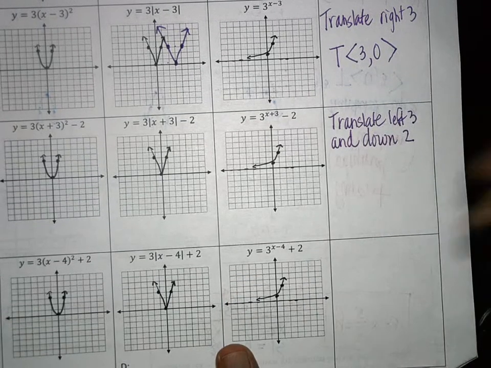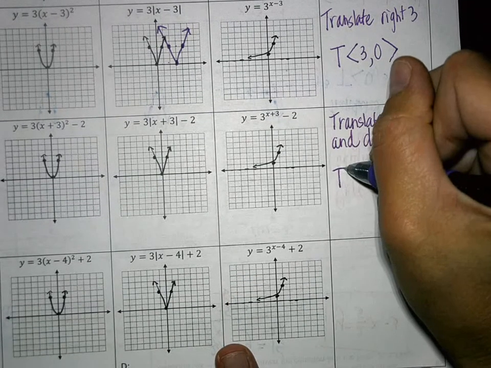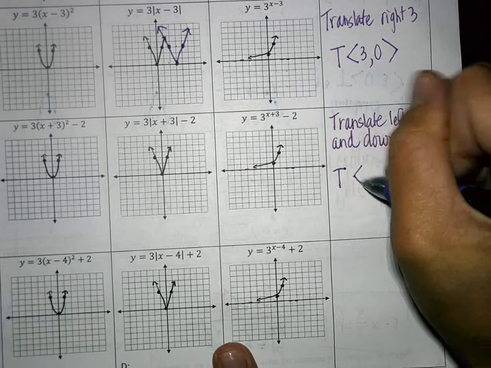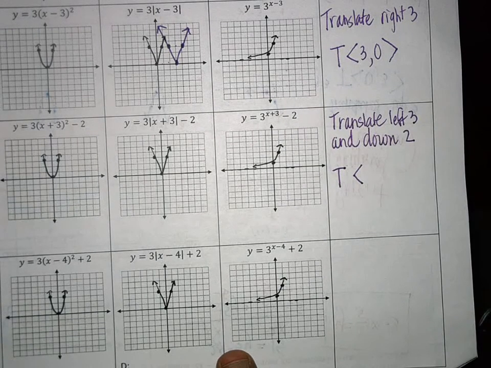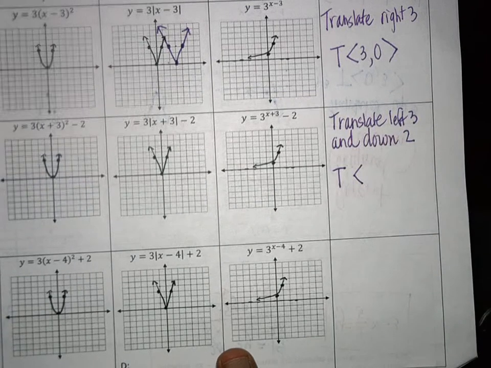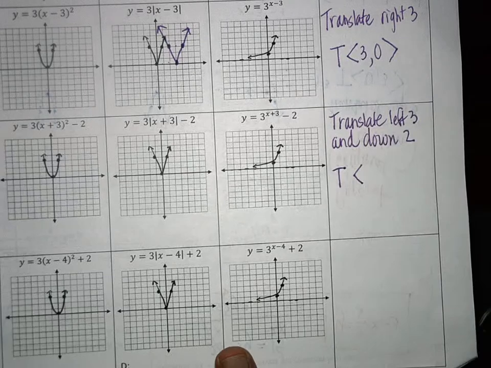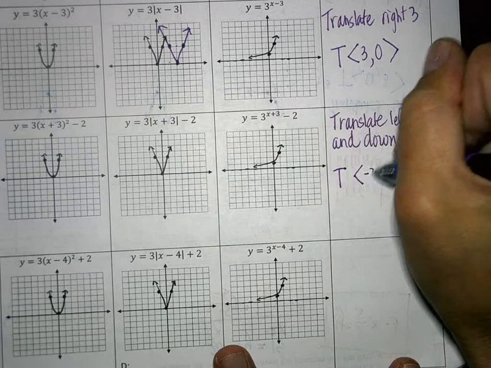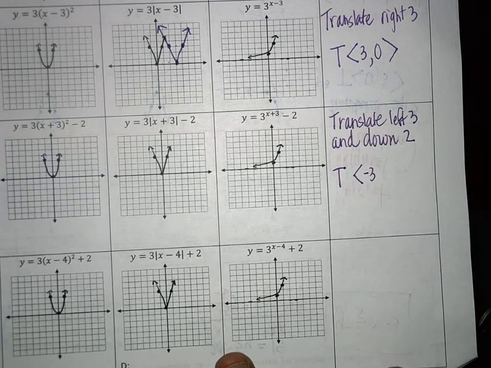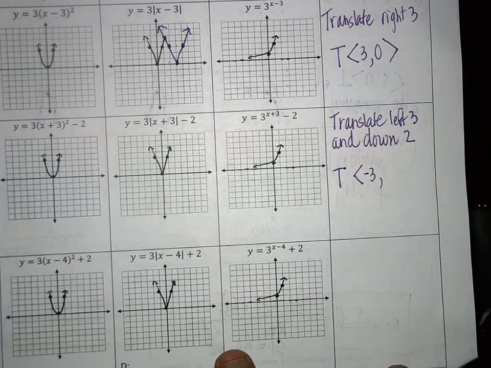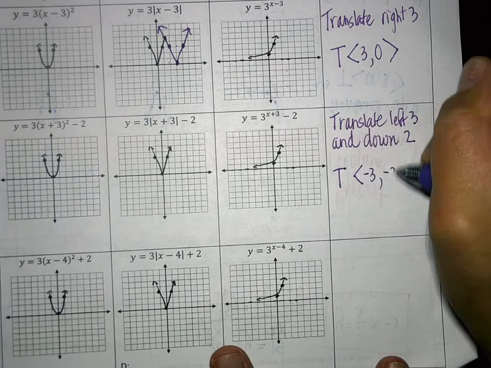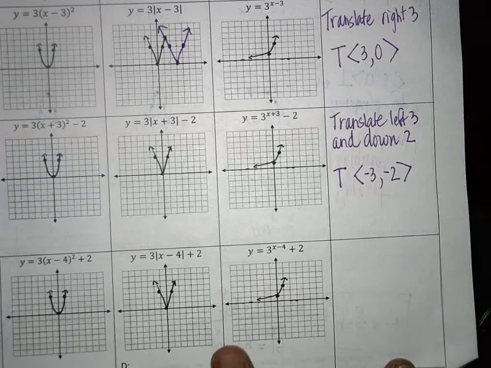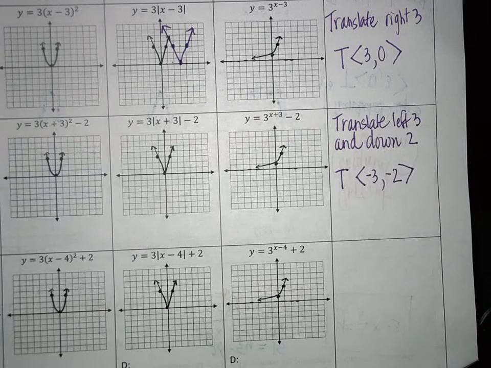And so when we write this out, we have our t. We use our less than sign. I need to figure out if there's another name for that. And what will I write inside there? Wait, okay, what does left 3 mean? Negative 3, because left means you're going to the negative side, correct? And then down 2 would be a -2. Very good. Does anybody have questions on that piece right there? We're okay?